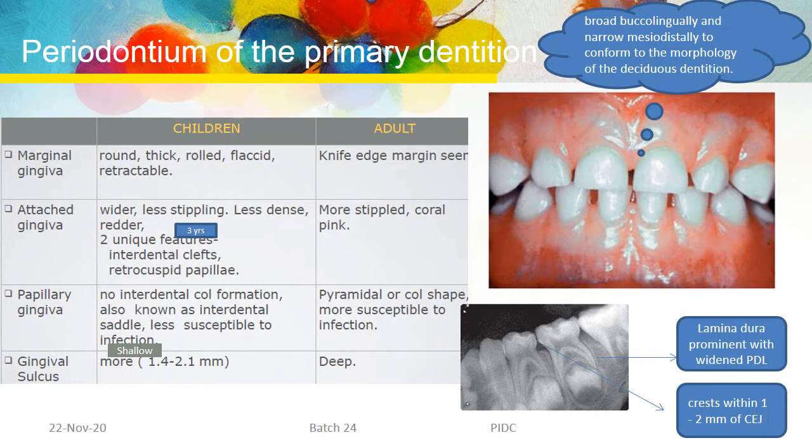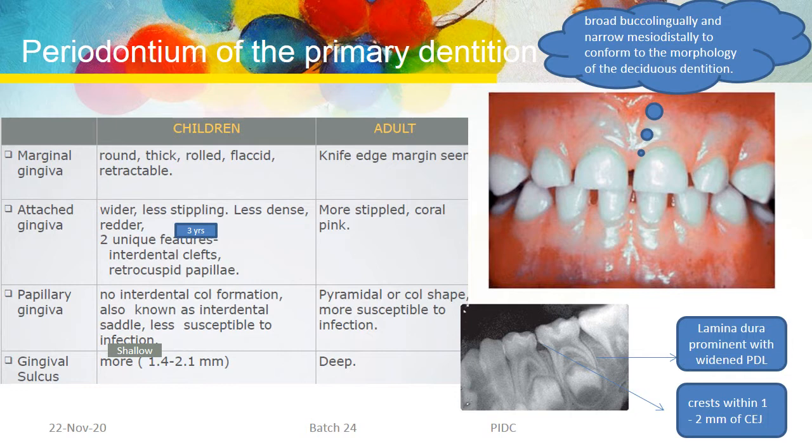Next, coming on to attached gingiva. The attached gingiva in case of children is wider than that seen in adults and it is less stippled. In other words, stippling generally starts after 3 years of age. It is less dense and redder in color. There are two unique features which are seen in the primary periodontium, that is the interdental clefts and the retrocuspid papillae. In case of adults, the attached gingiva is more stippled and more coral pink in color.